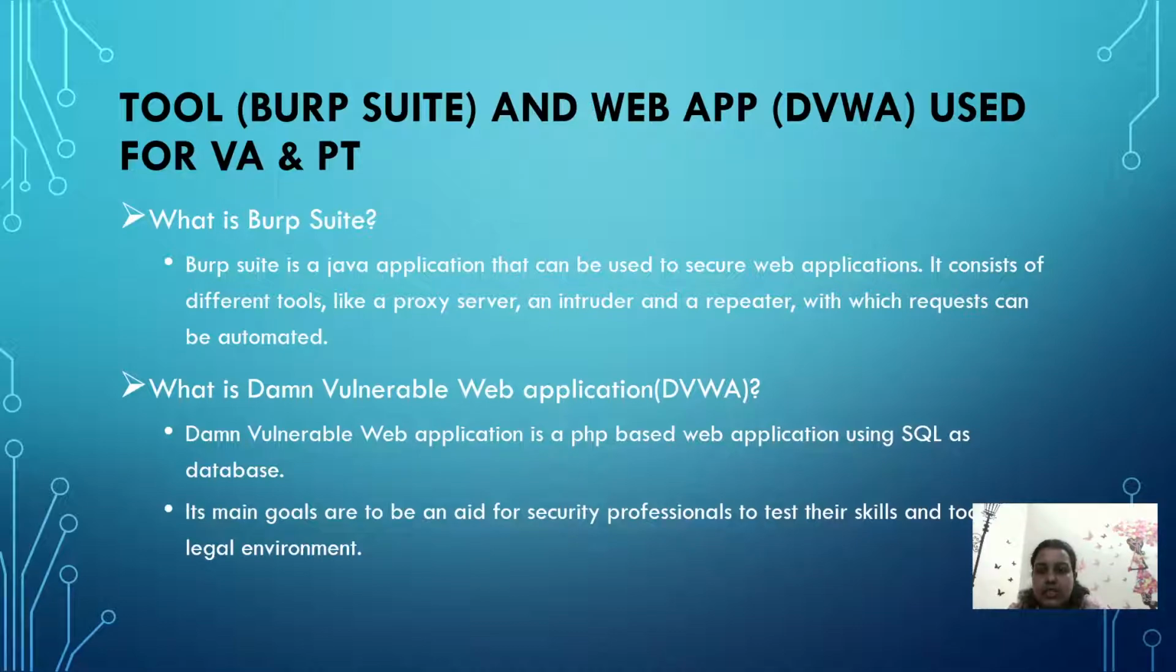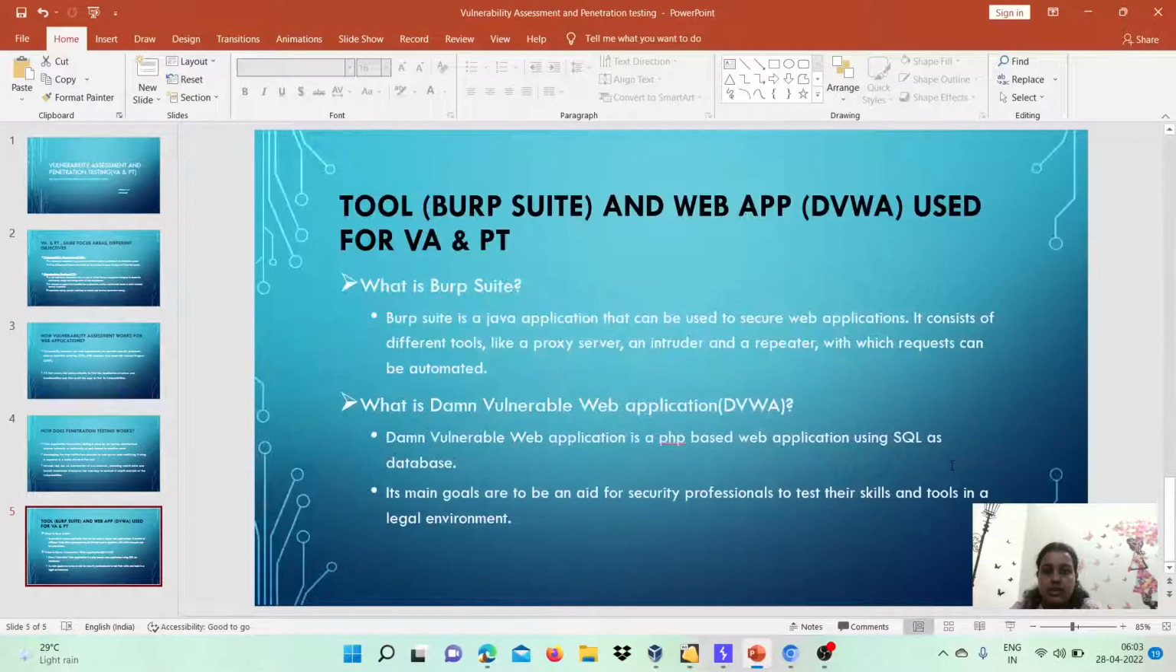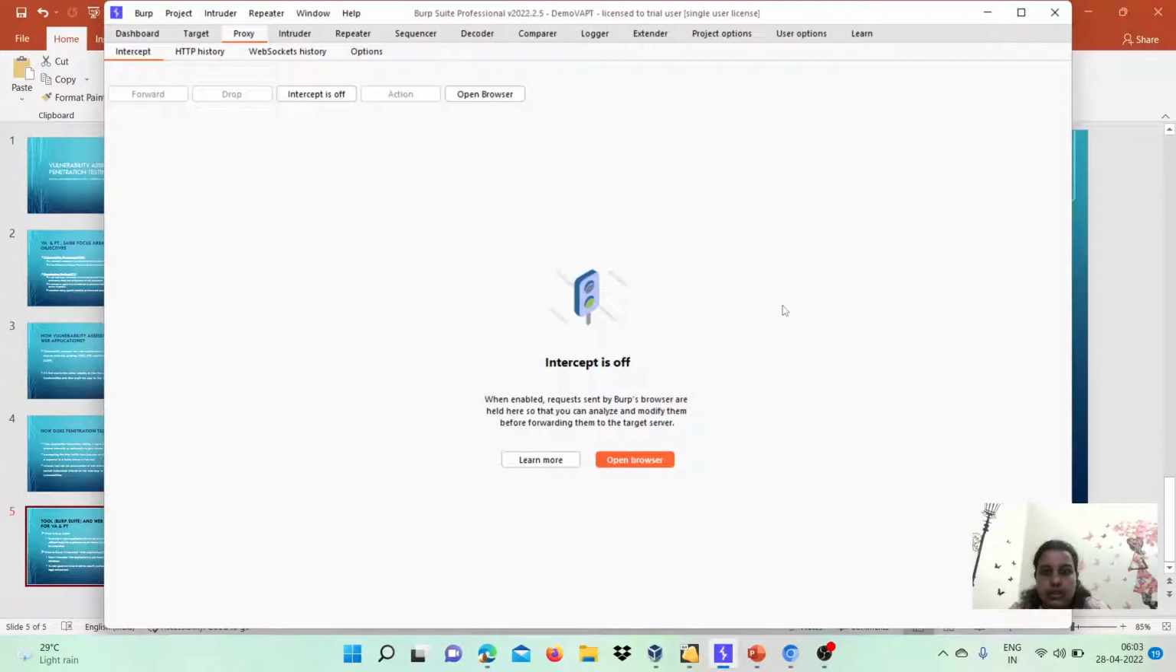And what is Burp Suite? It is a Java application that can be used to secure web applications. It consists of different tools, as I mentioned before. It has a proxy server, an intruder, and a repeater for launching attacks and for conducting an in-depth analysis of the vulnerabilities or penetration testing. Now we'll go to the Burp Suite Professional tool to initiate a vulnerability assessment scan.